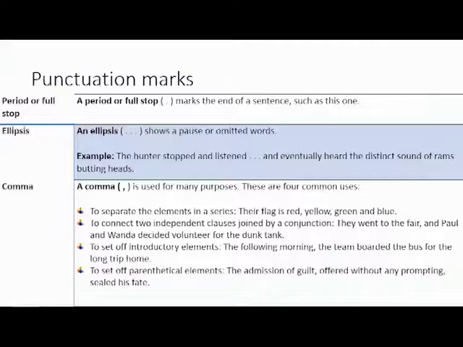And then we also use a comma to set off introductory elements. For instance, the following morning, the team boarded the bus for the long trip home. And we also use a comma to set off parenthetical elements. For instance, the admission of guilt, offered without any prompting, sealed his fate. In this sentence, we have used commas to set off parenthetical elements.